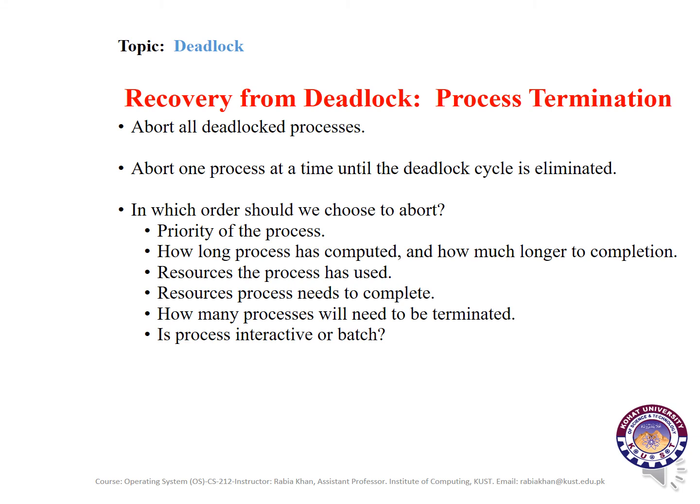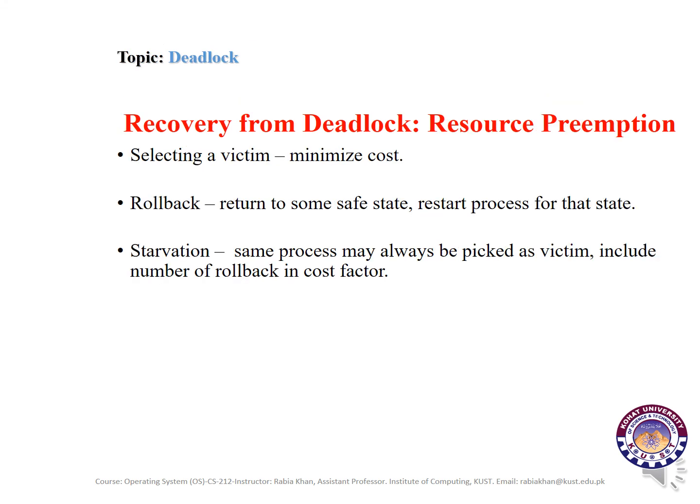The operating system may also have to decide how many processes will get terminated to come out of the deadlock. So these are some of the criteria for selecting a victim process that may get terminated in order to recover the system from deadlock. Since for recovery from deadlock the operating system has to terminate a few processes, all their held resources will be preempted.